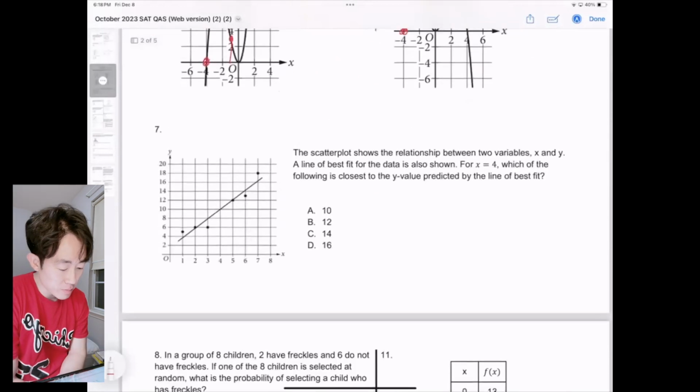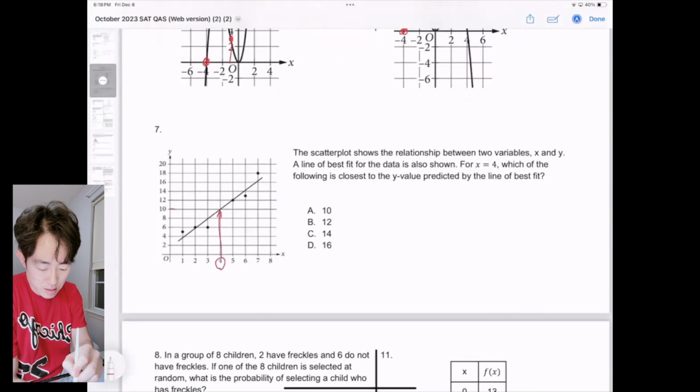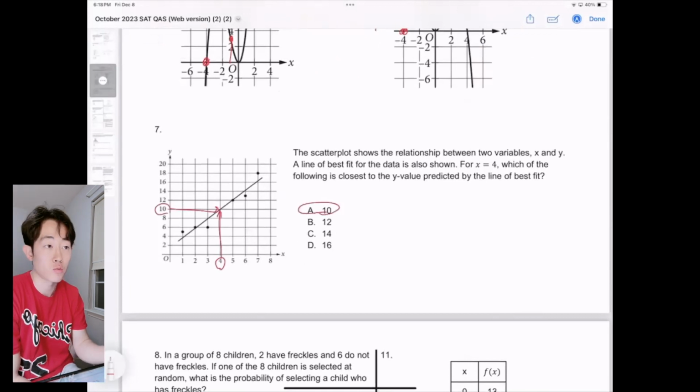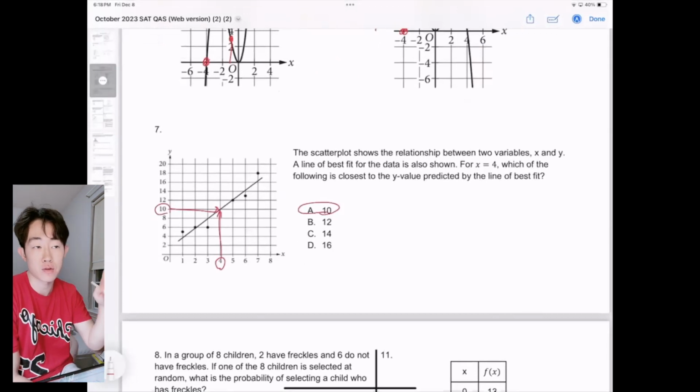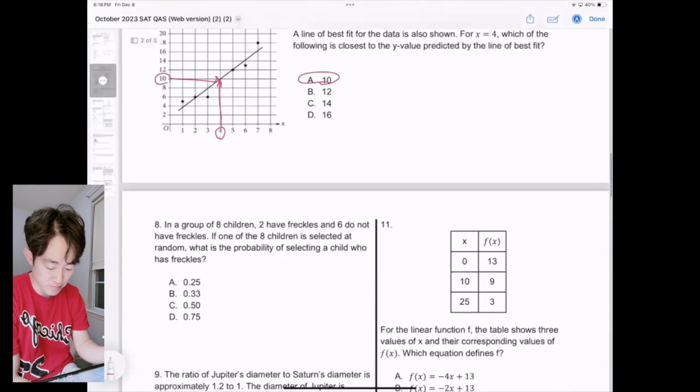Number 7, the scatter plot shows a relationship between the two variables, x and y, line of best fit. For 4, what is the closest? Okay, I mean, that's the same thing as saying number 1, I think. Just read the graph and match the points, so it's at 10.